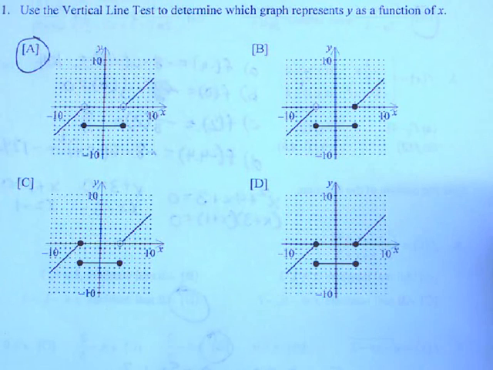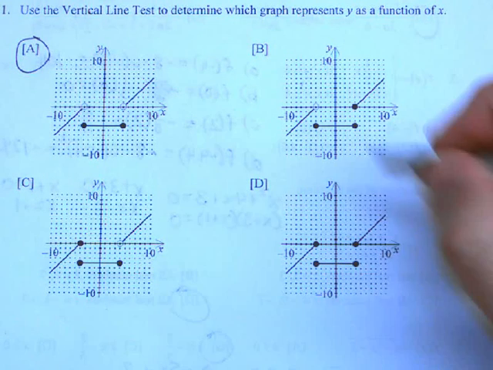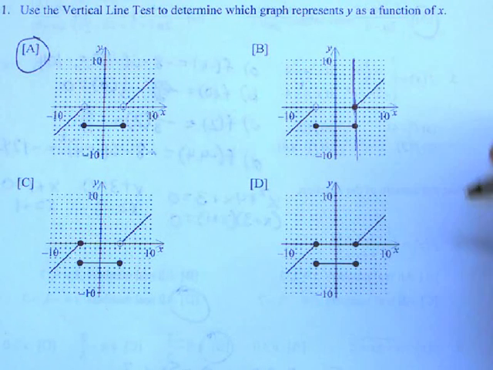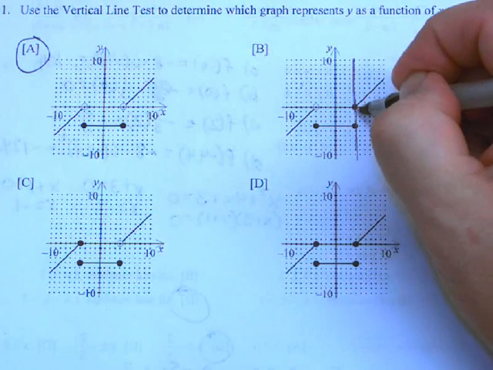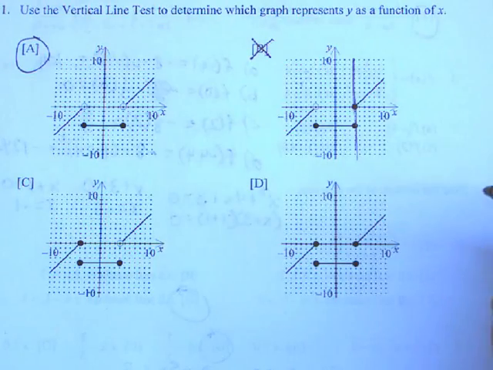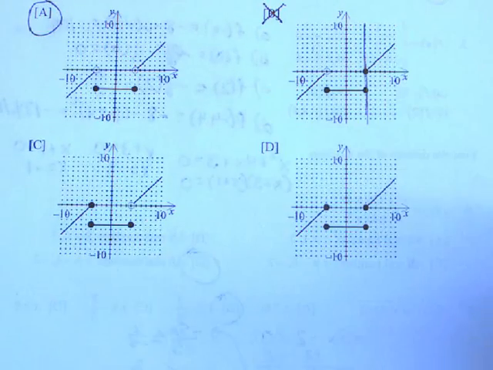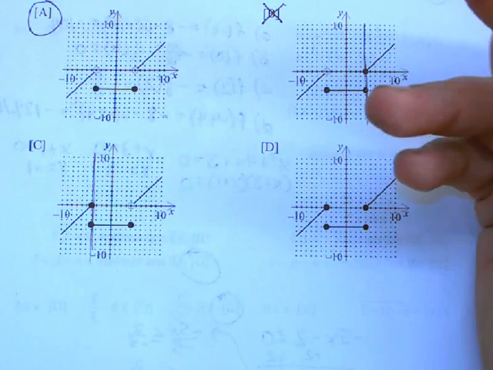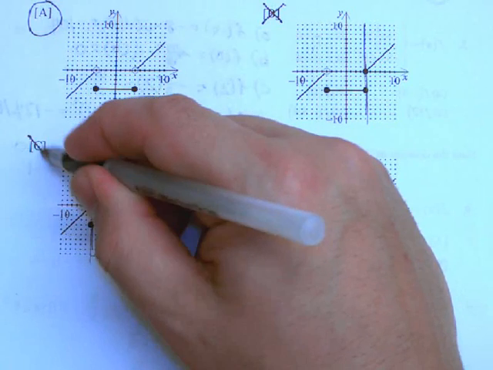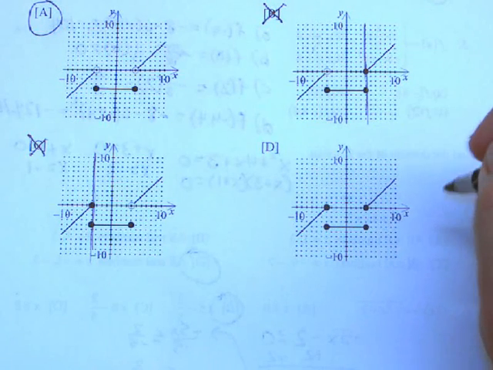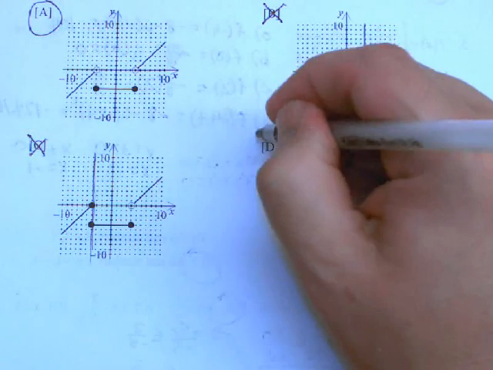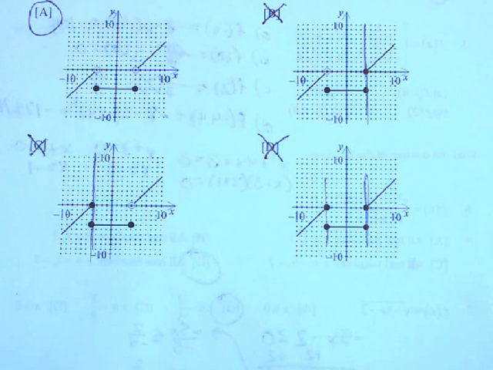Now let me explain why the others are not functions of x. If you look at graph B, at x equals 4, I could draw a vertical line that passes through 2 points. So I have one input that has 2 outputs, not a function. With graph C, it fails at x equals negative 4. It passes through more than 1 point. So C is not a function. And then for D, it's violated at two different values of x, so it's not a function.